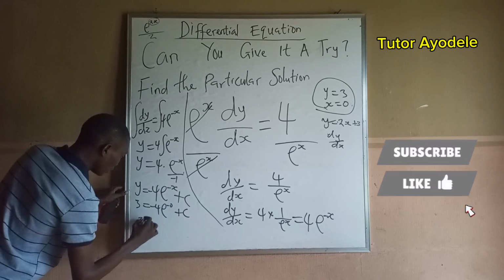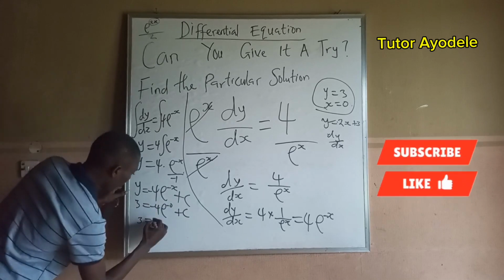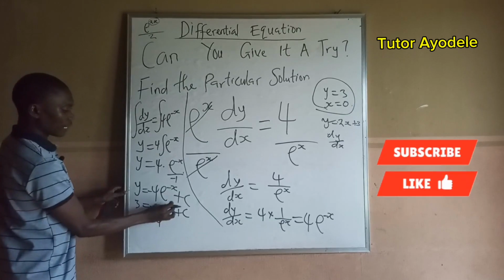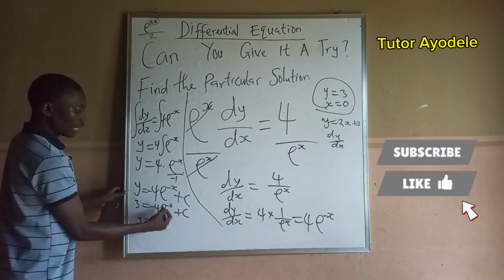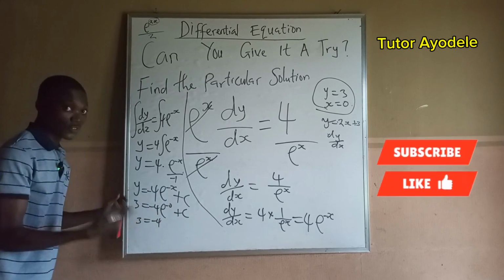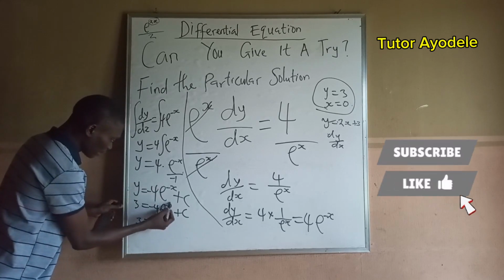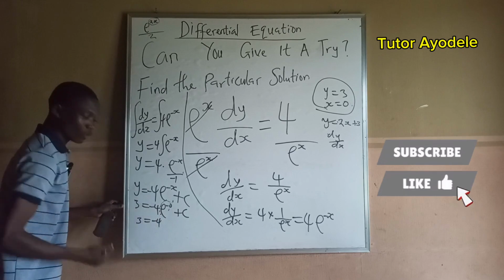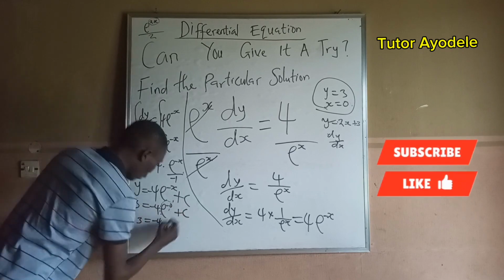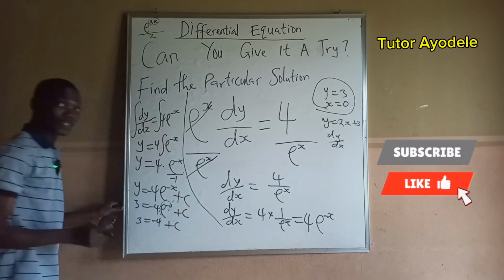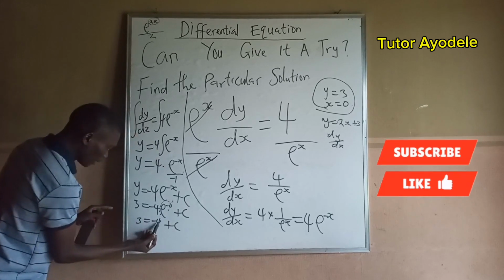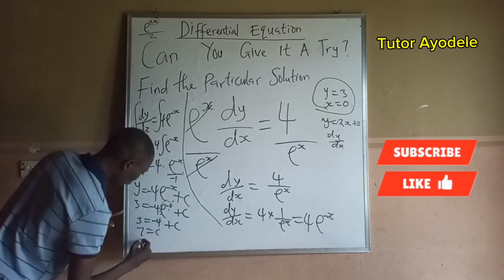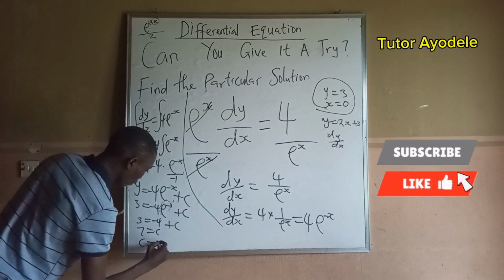Now we have 3 equals to minus 4, this exponential raised to power minus 0. You know, anything raised to power minus 0 or raised to power 0 will give you 1. So everything here will give me 1. So when it gives me 1, if I multiply it with this minus 4, it will still give me minus 4. So I will be left with plus c here, that is the constant. So if I bring this 4 to the other side, it becomes 7 equals to c. That is our c, which is constant, is equals to 7.